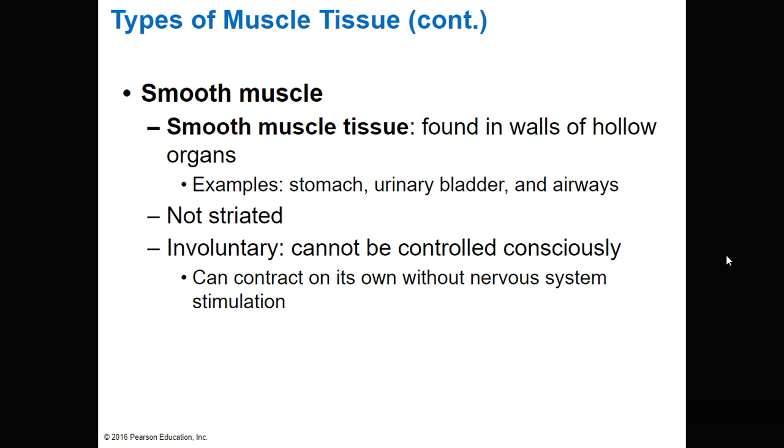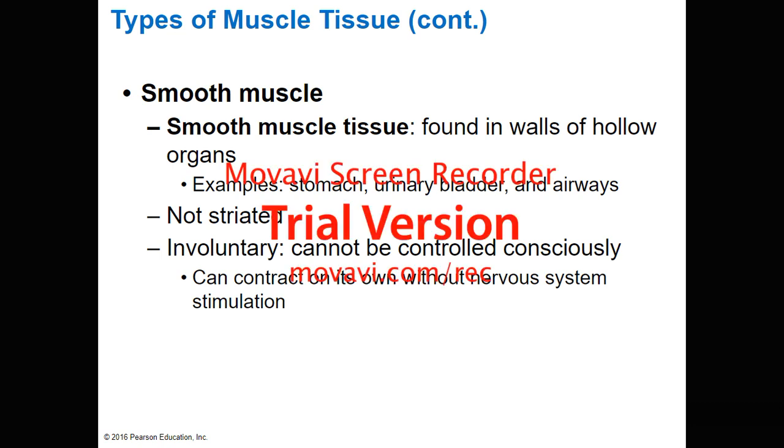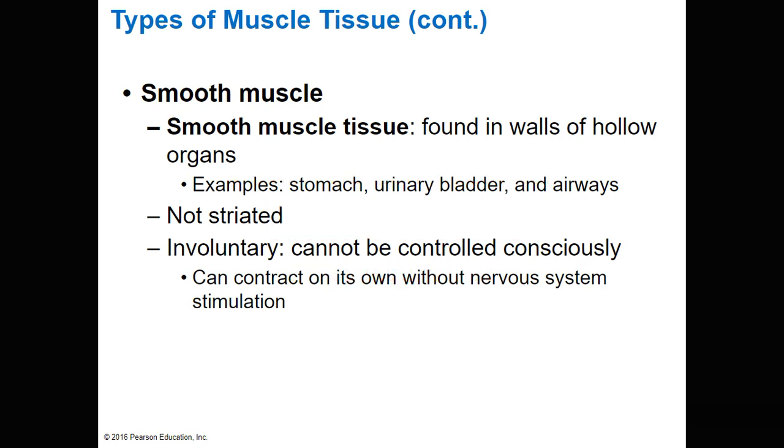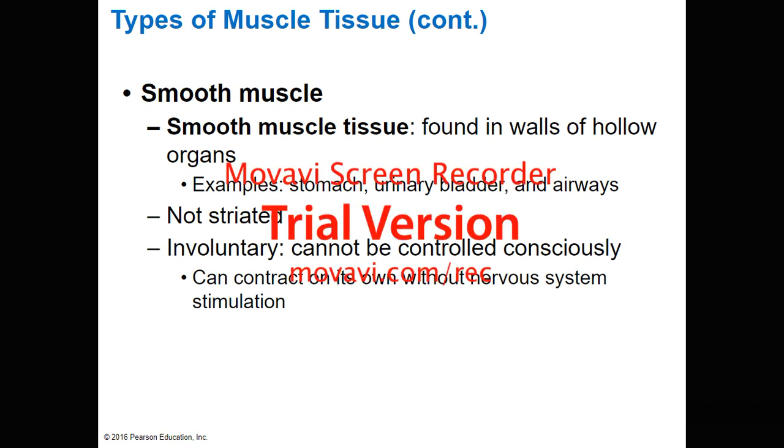All right, so smooth muscle tissue is found in the walls of hollow organs like your stomach and urinary bladder. It has no striations and it's involuntary. Like cardiac muscle, it is involuntary, so it cannot be controlled consciously. So, like when we eat something, we don't have to tell our stomach, our digestive tract, to pass the food along. It does it involuntarily.